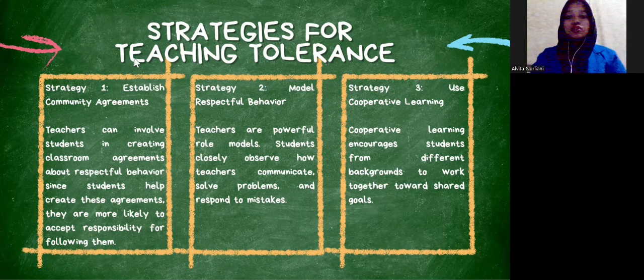Strategy two is to model respectful behavior. Teachers are powerful role models for students, and they observe how teachers communicate, solve problems, and also respond to mistakes. Strategy number three is to use cooperative learning, which encourages students from different backgrounds to work together towards shared goals.